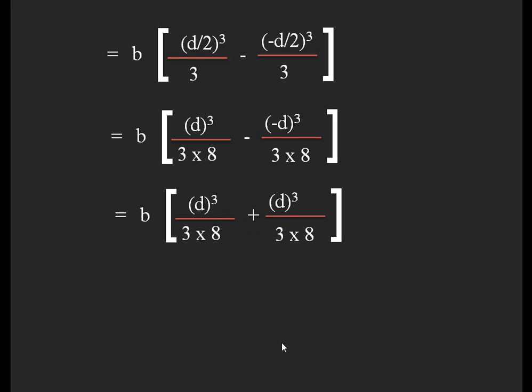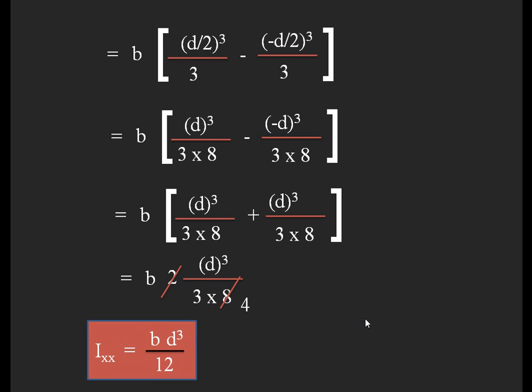Both positive means we need to add the values, so we can write it as b into 2 into d cube by 3 into 8. When you consider this, 2 and 4 we can cancel, so 4 into 3 remaining is 12. So finally we can write the equation, that is the moment of inertia about the x-axis is equal to b into d cube by 12. Okay, this is the final equation for finding the moment of inertia of a rectangular section about the x-axis.